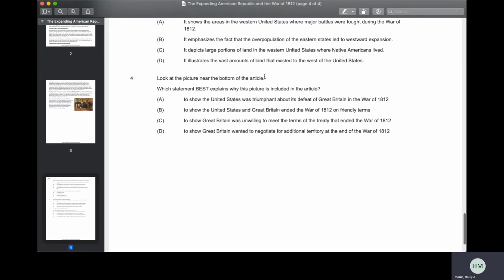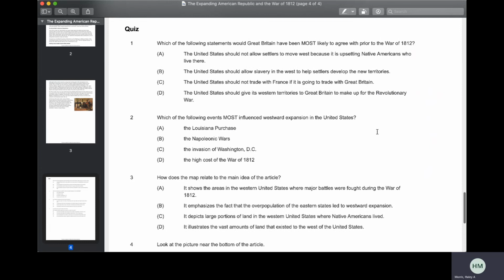And number 4, look at the picture near the bottom of the article. Which statement best explains why this picture was included in this article? To show the United States was triumphant about its defeat of Great Britain in the War of 1812. To show the United States and Great Britain ended the War of 1812 on friendly terms. To show Great Britain was unwilling to meet the terms of the treaty that ended the War of 1812. Or to show that Great Britain wanted to negotiate for additional territory at the end of the war.